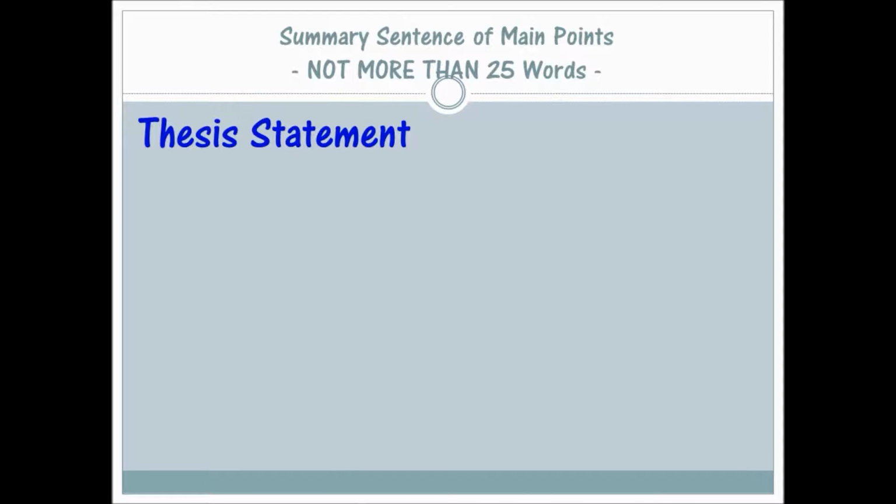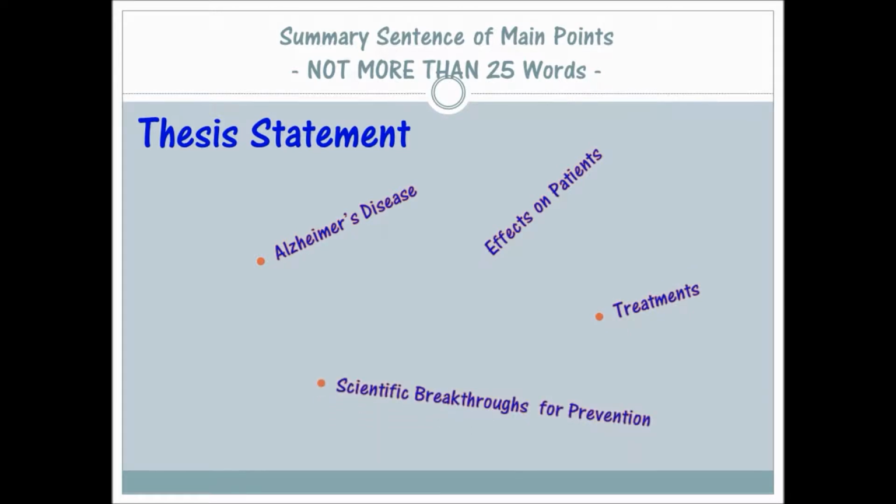So let's recap the 4 main points and let's try to see how we can transform these 4 main points into a summary statement of not more than 25 words. So the first main point is Alzheimer's disease, followed by effects on patients, treatments, and scientific breakthroughs. Let's try to put all these main points together into a less than 25 word sentence.